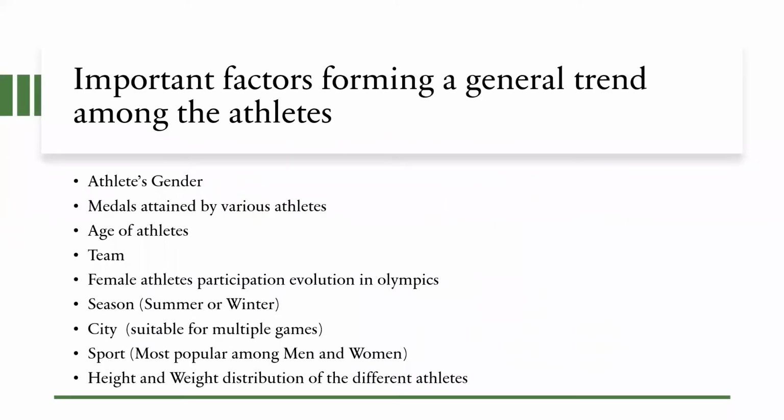Important factors forming a general trend among the athletes are athletes' gender, medals attained by various athletes, age of athletes, team, female athletes' participation evolution in the Olympics, season, summer or winter, the city that is suitable for multiple games, sports that are popular among men and women, and the height and weight distribution of different athletes.